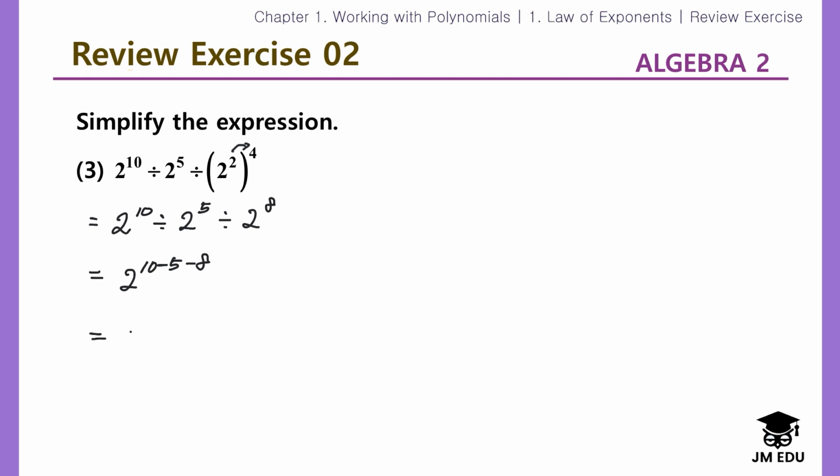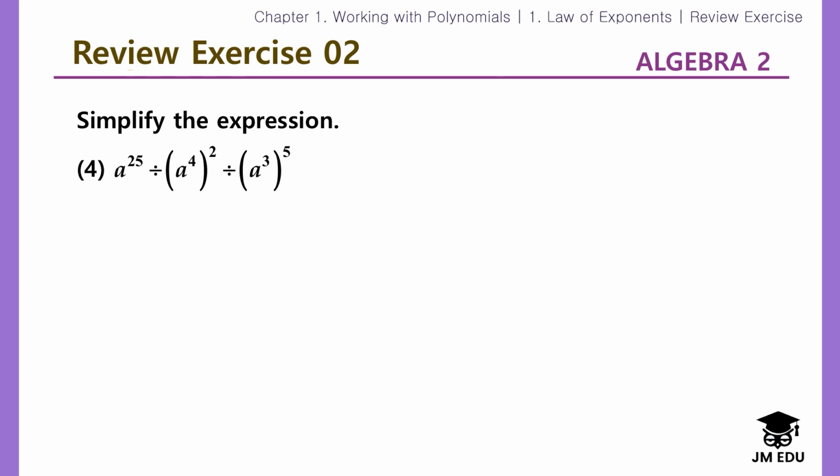So that is equal to, we have a negative exponent. 10 minus 5, that's 5. 5 minus 8, that's negative 3. Right? So if we have a negative in our exponent, what we have to do is write 2 to the power of 3 in our denominator, right? Just eliminate this negative exponent right here and write 2 to the 3 in our denominator. Okay? So that is equal to 2 cubed is 8, right? So the final answer is 1 over 8.